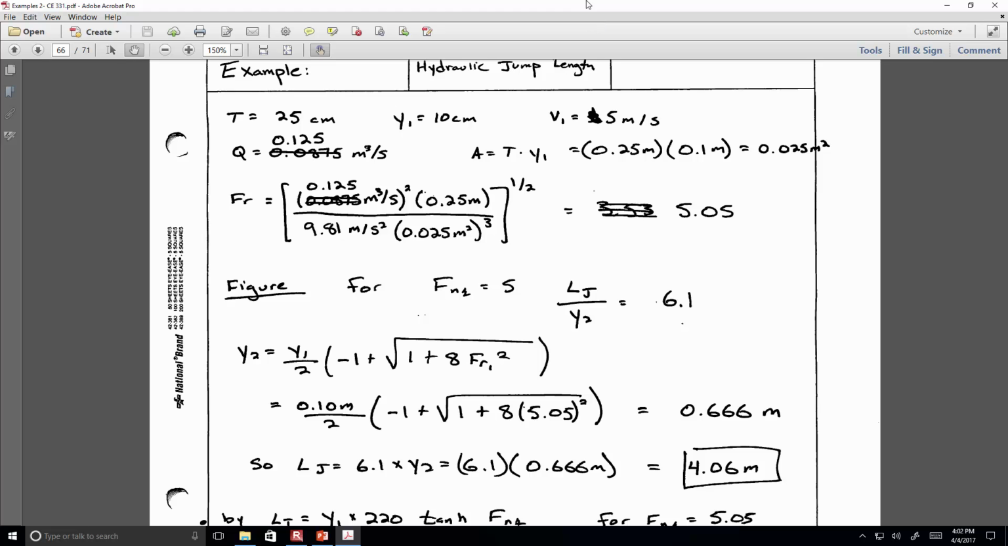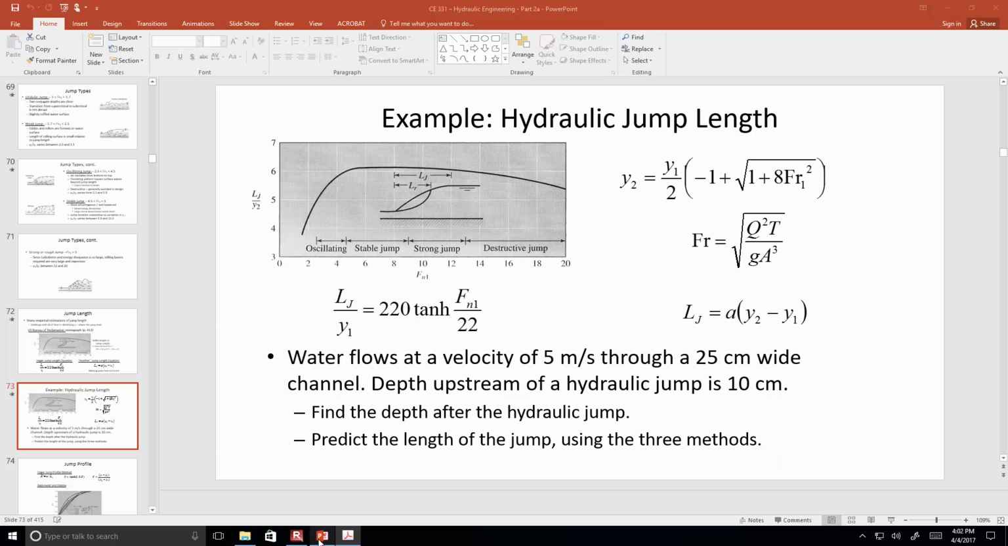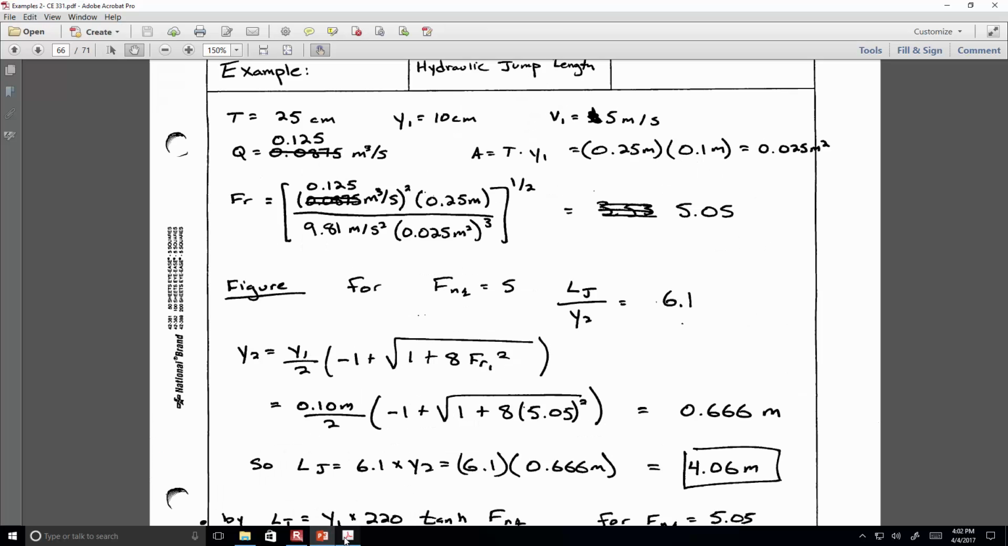Now, by the way, in some of the equations, it was talking about Froude number. FR is the variable for Froude number. Here it was FN. It also means Froude number. Depending on the source that you're using, sometimes there will be slightly different variable definitions here.